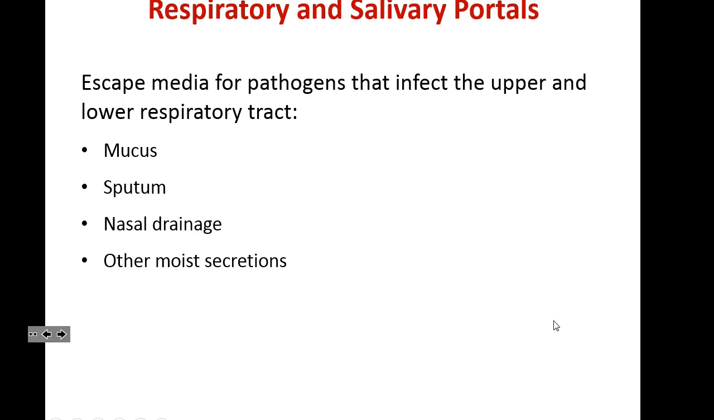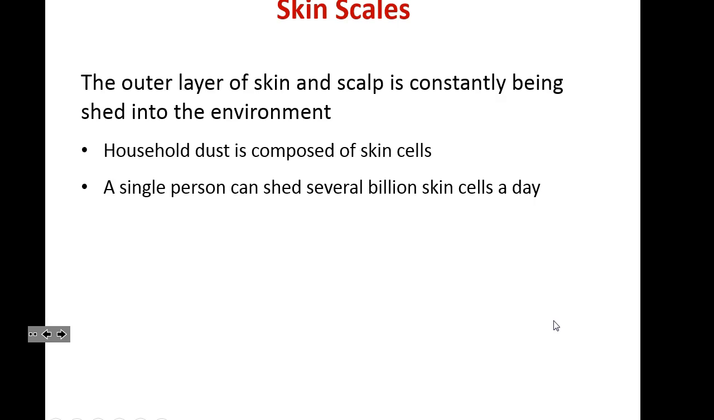be in your mucus, sputum, hock it up. Have you ever, did your parents tell you if you got something down in your throat and it's coming up, when you hock it up, you should do what? Spit it out. Don't swallow it again. Nasal drainage and other moist secretions.